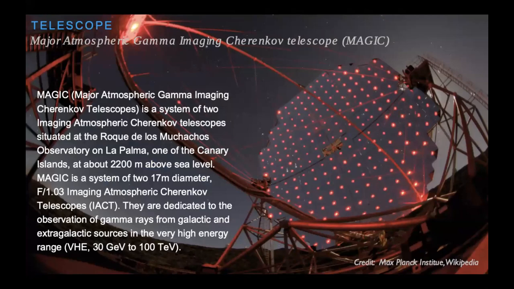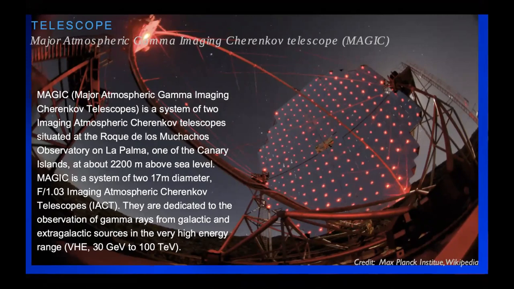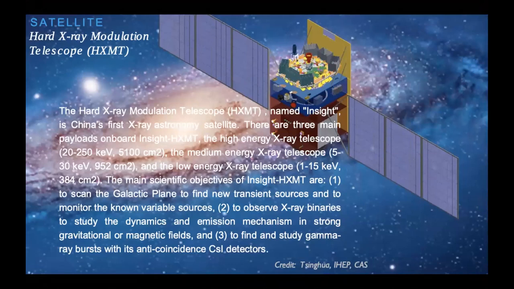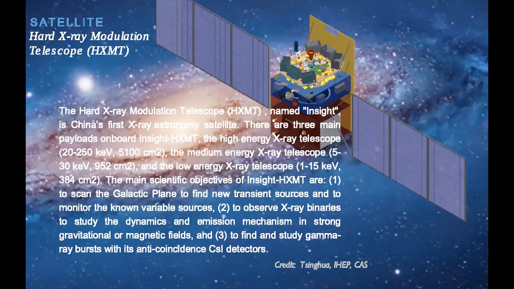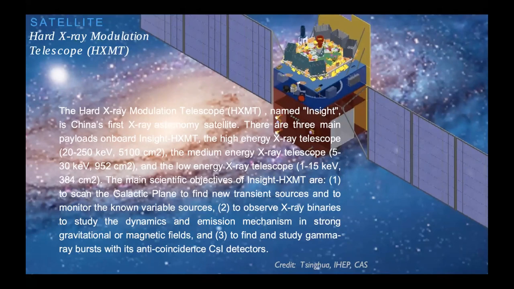And for GRB 190114C, there has been also something very exceptional. The first time that we see not only X-ray by Swift, not only X-ray and MeV by Swift, not only MeV and GeV by Fermi, but also TeV by the MAGIC telescope. And all this has been done in connection with the newly born Hard X-ray Modulation Telescope of the Chinese Academy of Science, guided by Nanzang.